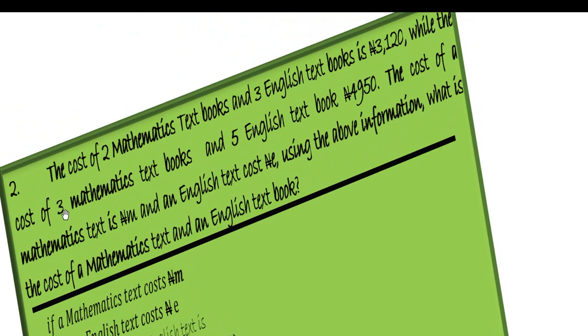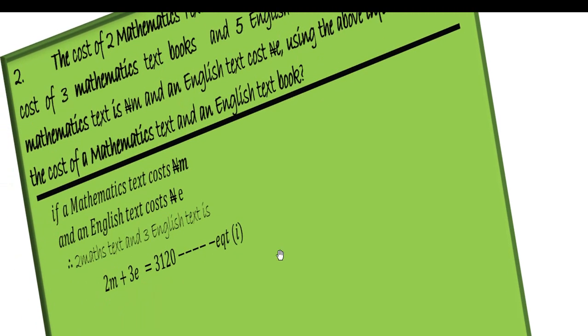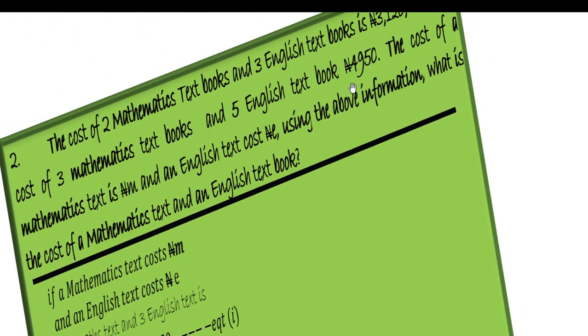That forms our equation 1. So now equation 2. While the cost of 3 mathematics textbooks, that is 3M now, and 5 English textbooks will cost 4,950. So we have here that 3 maths textbooks and 5 English textbooks will now be equal to 3M. If one mathematics textbook costs M naira, then 3 will cost 3M. If one English textbook costs E naira, then 5 English textbooks will cost 5E naira. Then equals 4,950 according to the information here.